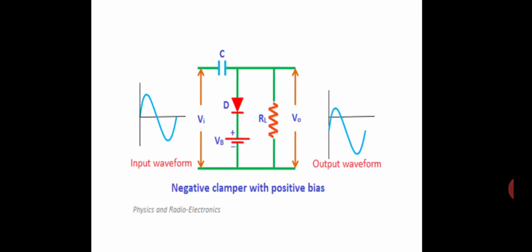What happens when the diode is forward biased and when the diode is reverse biased? At first the diode is in forward bias condition, so the capacitor needs to charge first, and then the diode is reverse biased and all the charge is received at the output.